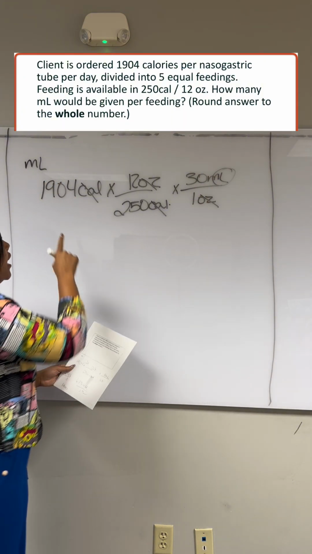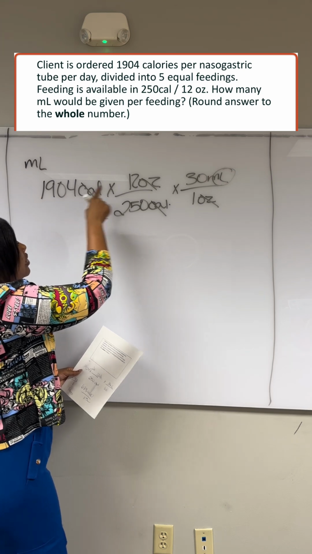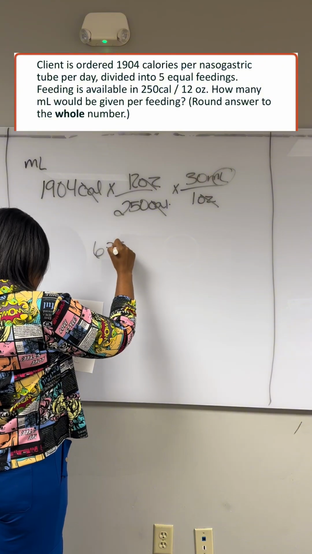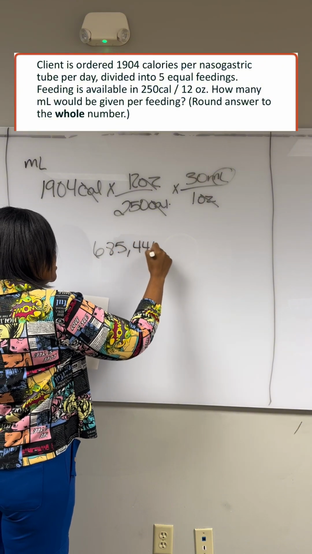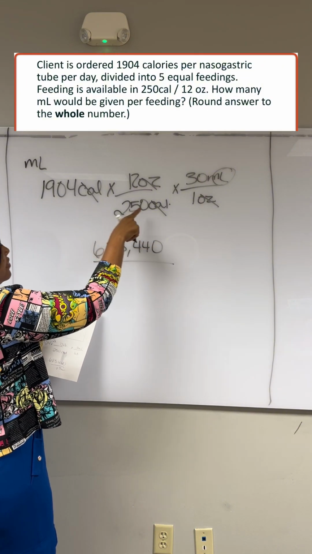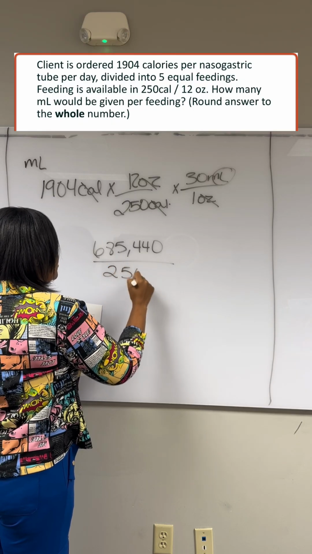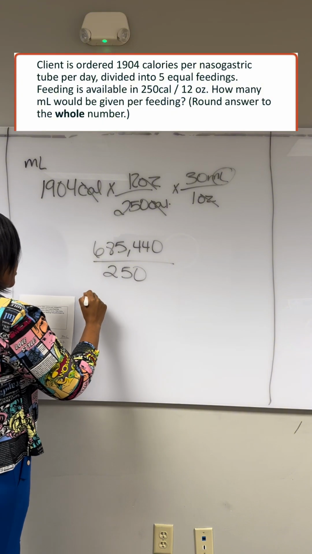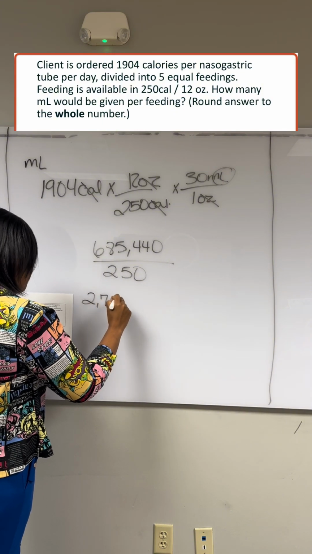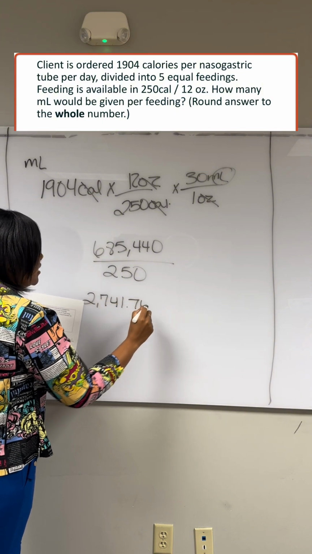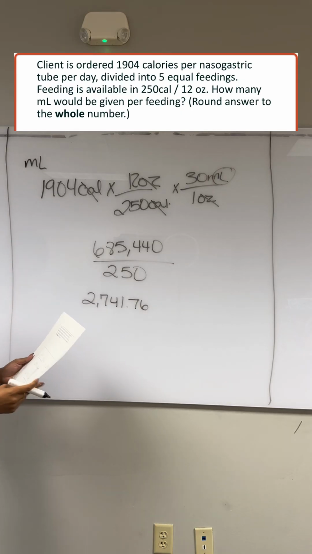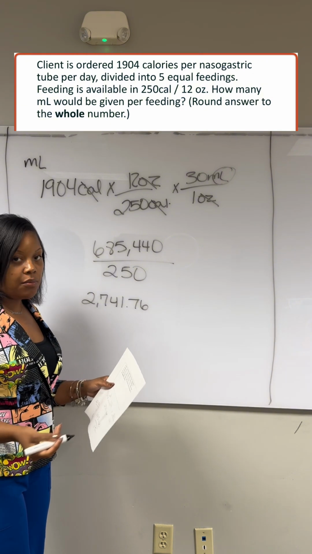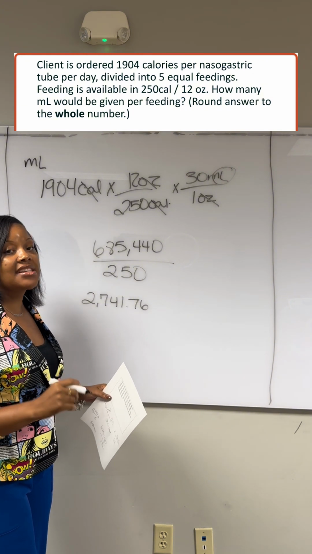So we're going to multiply 1,904 times 12 times 30, and that gives us 685,440. On the bottom, we just have the 250. So we divide, and we get 2,741.76. Now, this is the total mLs that the patient will get the entire day, but that's not what our question is asking for. Our question is asking per feed.